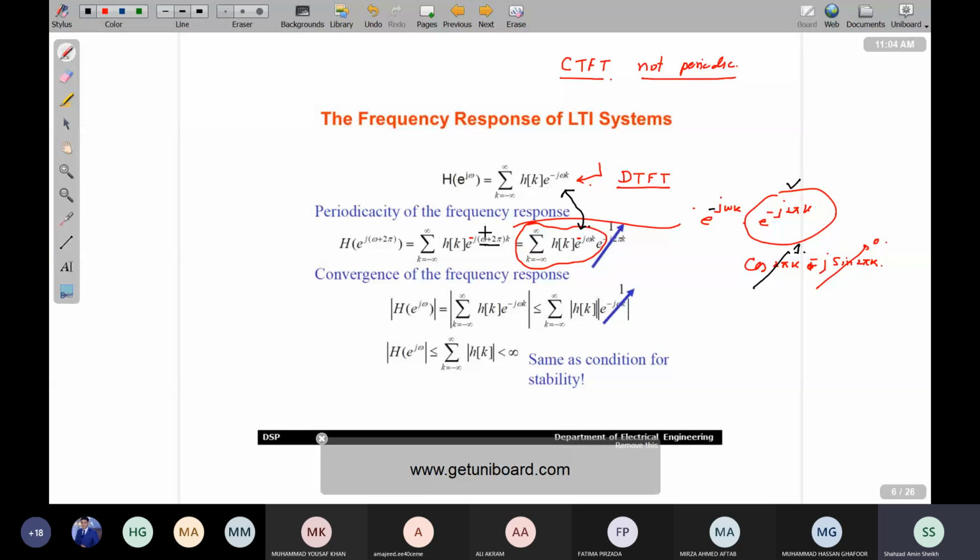So we conclude that whatever we are watching in H of e^{jω}, if we plot it, whatever we are watching at ω equal to 0, we will be watching the same thing at 2π, the same thing at minus 2π, and similarly at minus 4π plus 2π, because of this periodicity. So you will be watching multiple copies here because of this property, the periodicity that you have.